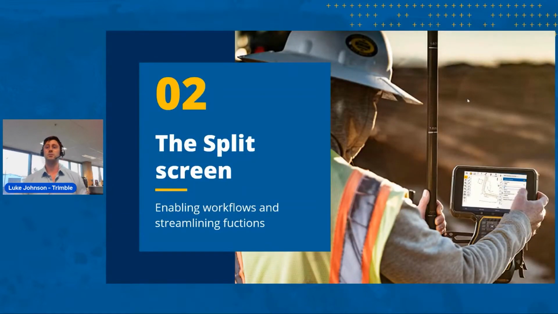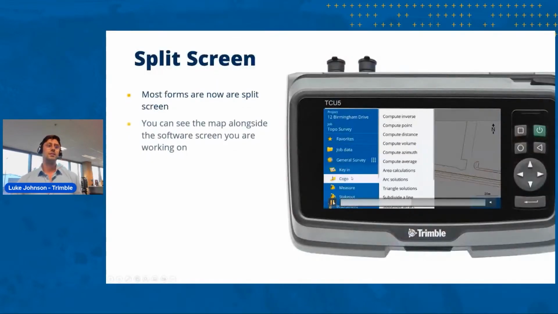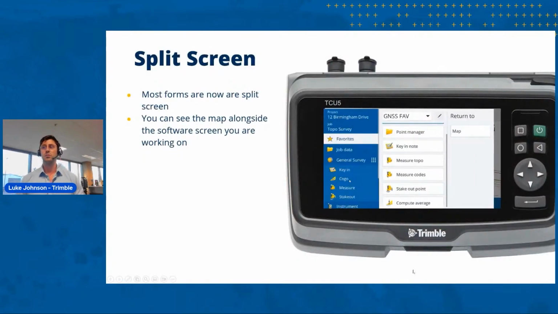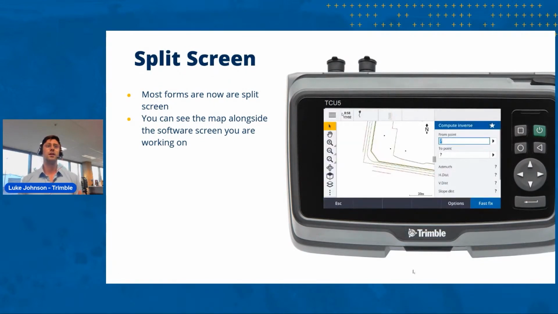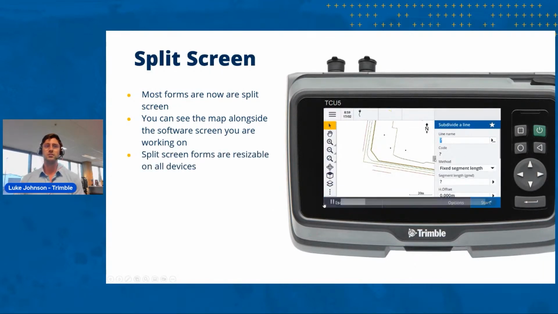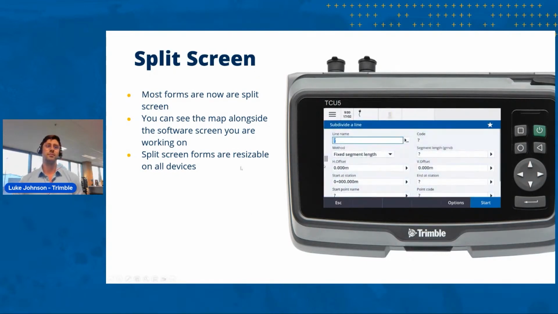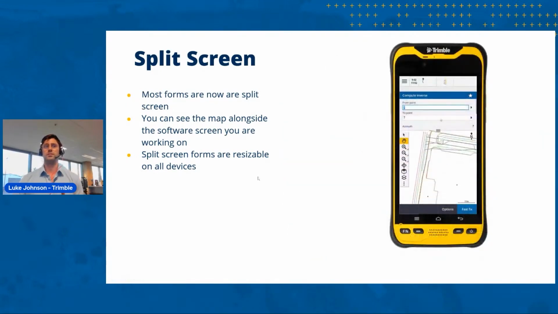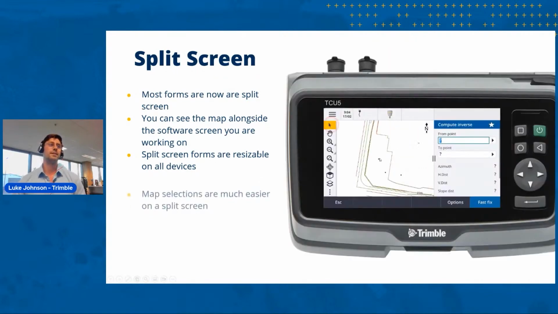First I'll talk about the split screen. In Trimble Access now, most of our forms are split screen. Once we open a form, we've got the map alongside the form of what we're going to be doing. These screens are all resizable. You can drag them, make them bigger, make them smaller, depending on what you're doing. This can be really useful, especially on portrait devices. Here you can increase that form if you need to fill in some details, or you can bring the map up bigger if you need to get more context to see what's going on.